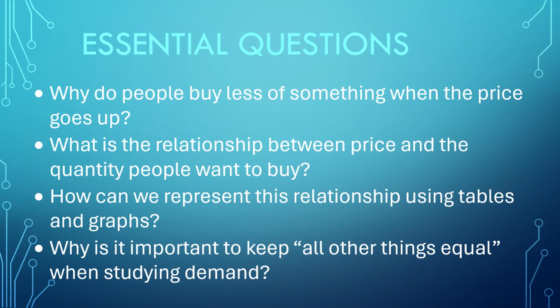Second, what is the relationship between price and quantity people want to buy? Is it a direct relationship or an inverse one? Three, how can we represent this relationship using tables and graphs? Can we visualize it?